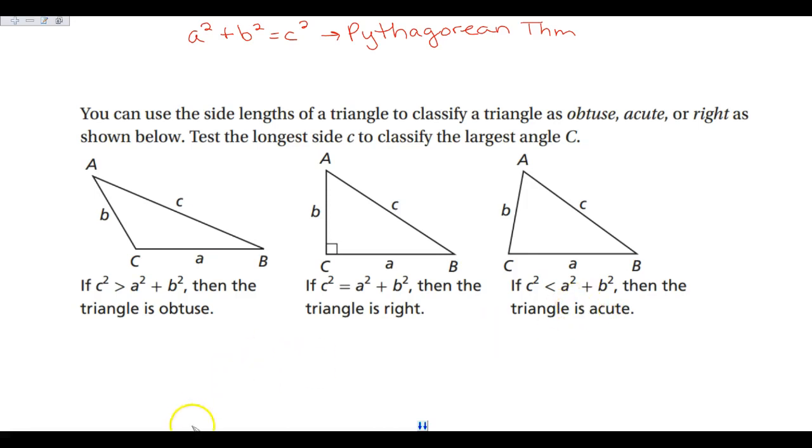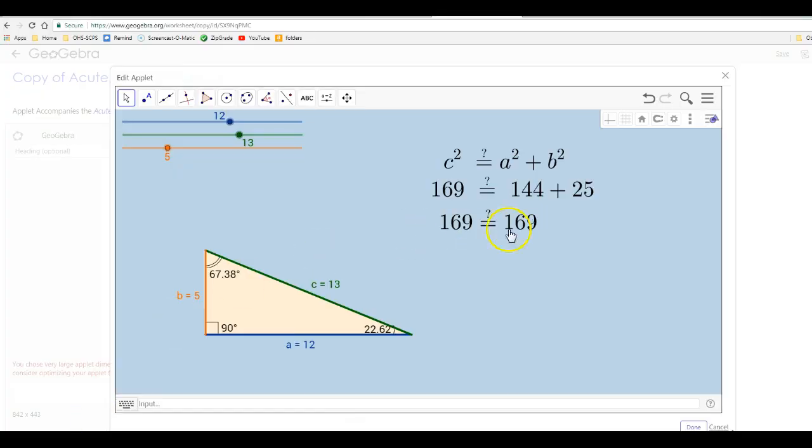All right, so let's take a look at what this looks like here. So here is a right triangle. I'm looking at c squared. I want to compare it to a squared plus b squared. In this case, my triangle side lengths are 5, 12, and 13. So this gives me a right triangle because 13 squared is 169, 5 squared is 25, 12 squared is 144. When these get added together, they equal 169. So my c squared is equal to my a squared plus b squared, so I have a right triangle.